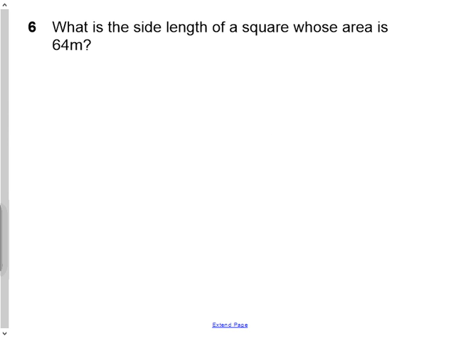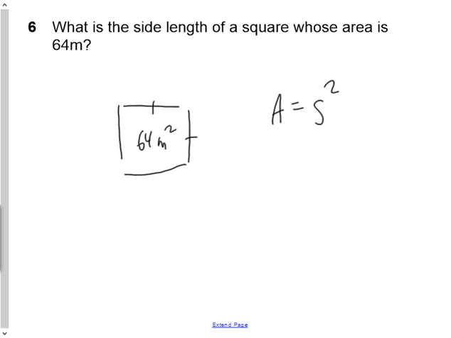Question number 6, what's the side length of a square whose area is 64? So again, start with a square and put the area inside there, and put what is the side length. So formula is area equals side squared. 64 equals side squared. So when we substitute the area that we know, the S is not what we substitute this time, it's the A.